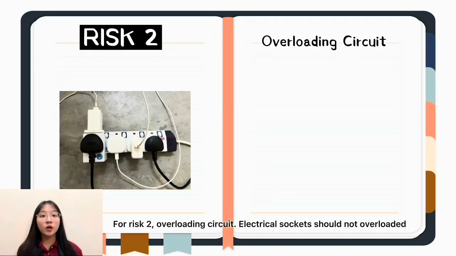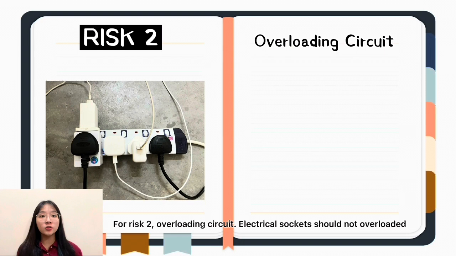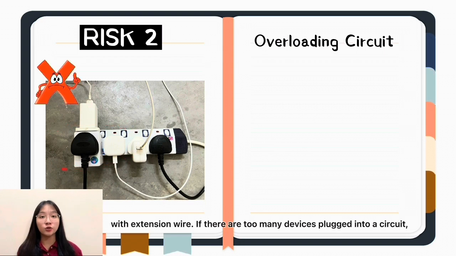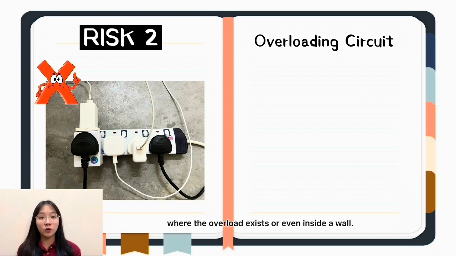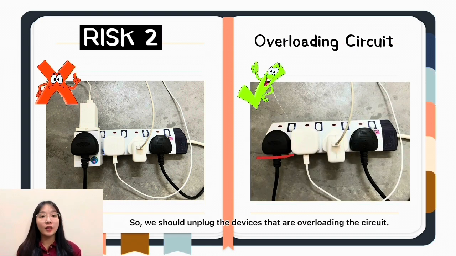For risk 2, overloading circuit. Electrical sockets should not be overloaded with extension wire. If there are too many devices plugged into a circuit, the current will heat the wire to a very high temperature, which will cause a fire. If the wire insulation melts, arcing may occur and cause a fire in the area where the overload exists or even inside a wall. So, we should unplug the devices that are overloading the circuit.